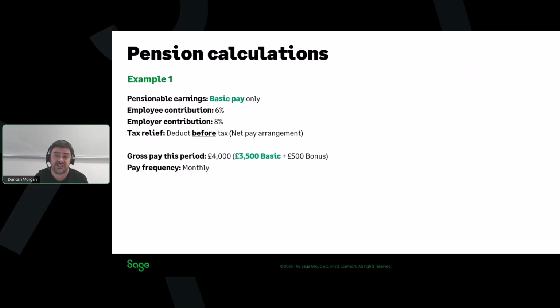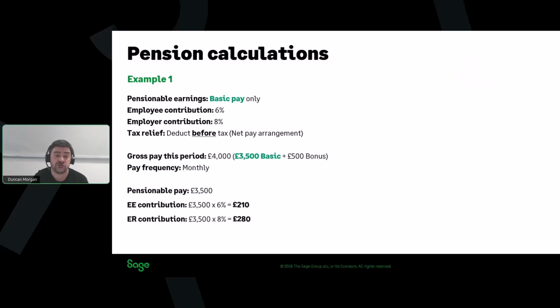So when I do a pension calculation, the first thing to do is to establish the pensionable pay. So in this example, we know that only basic pay is pensionable. So the pensionable pay this month is £3,500. The employee contribution is 6% of the pensionable pay. So 6% of £3,500 is £210. And because it's deducted before tax, that full percentage is what's calculated and deducted from the employee, and they would then pay tax on their remaining pay.